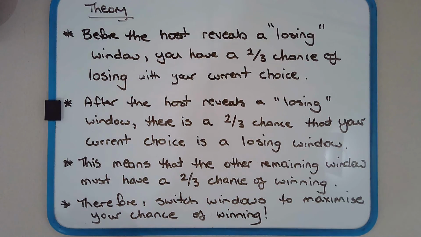The host had kind of done me a favor by saying the other window is a losing window. You've still got a 2/3 chance that the window you're on is a losing window. So this means that the other remaining window must have a 2/3 chance of winning. Therefore, switch windows to maximize your chance of winning. I hope that makes the theory easier to understand as to why switching is the better option. But again, it is based on the assumption that the host deliberately reveals a losing window. Thanks for watching, everyone.